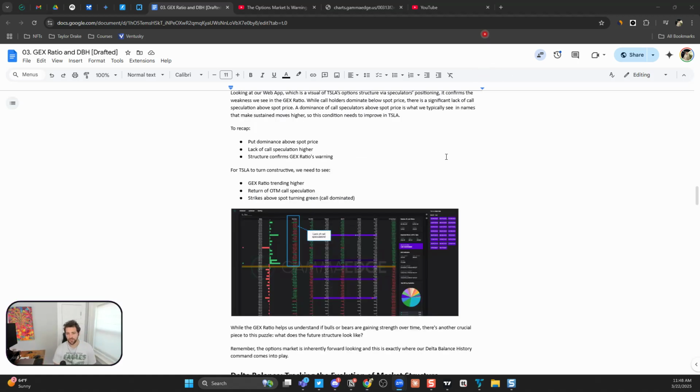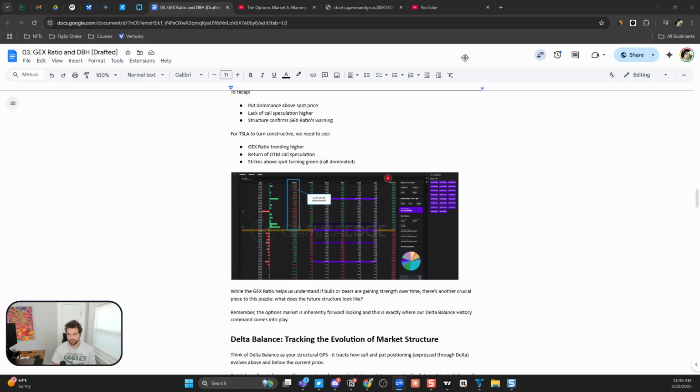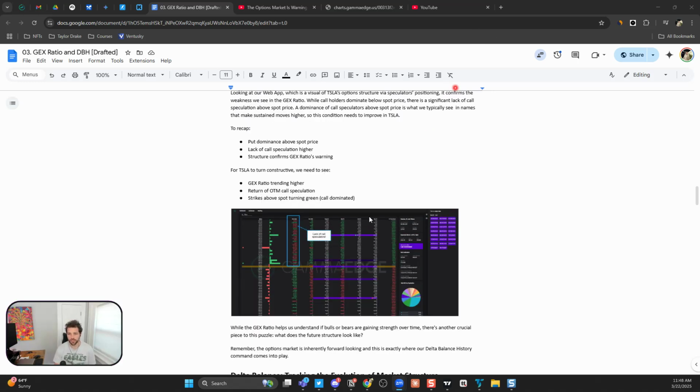So then just connecting this to the web app too, right? Here's a visualization of Tesla's market structure, option structure from 2/14/25. And again, we can see a real lack of out of the money call speculation in the complex. It's mostly in the money puts dominating, which we know is not bullish. As we talked about in the beginning, price is driven by out of the money call speculation. So for a bullish foundation, we want to see out of the money call speculation in the name.